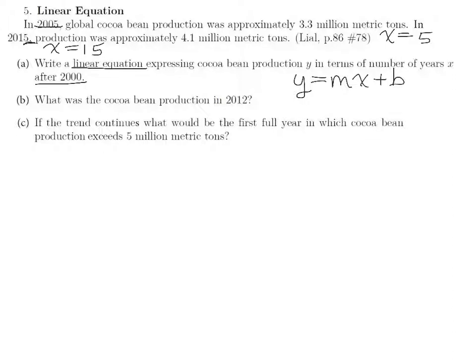We can also get some key points here where in 2005, the production was 3.3 million metric tons. And in 2015, the production was 4.1 million metric tons. So that tells me that the production is increasing, so we're going to see a positive slope in the line, so that means that m is going to be positive. Okay, so let's get started. We should write our 2 points, so we have 1 point is 5 and 3.3, and the other point is 15 and 4.1. So I always actually like to find slope first.